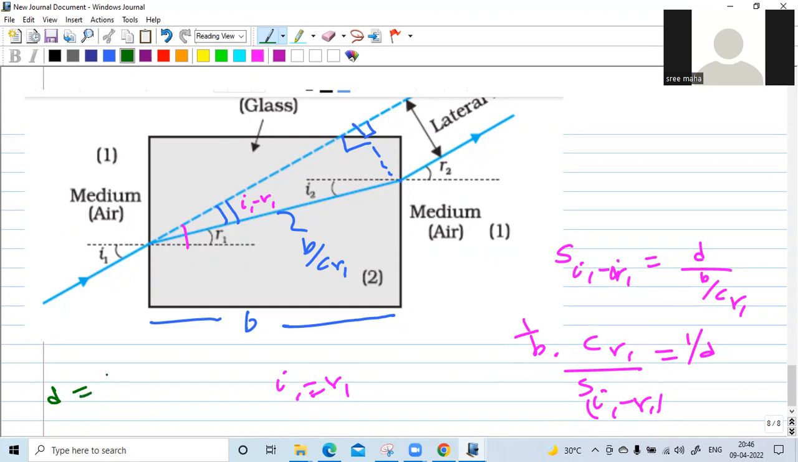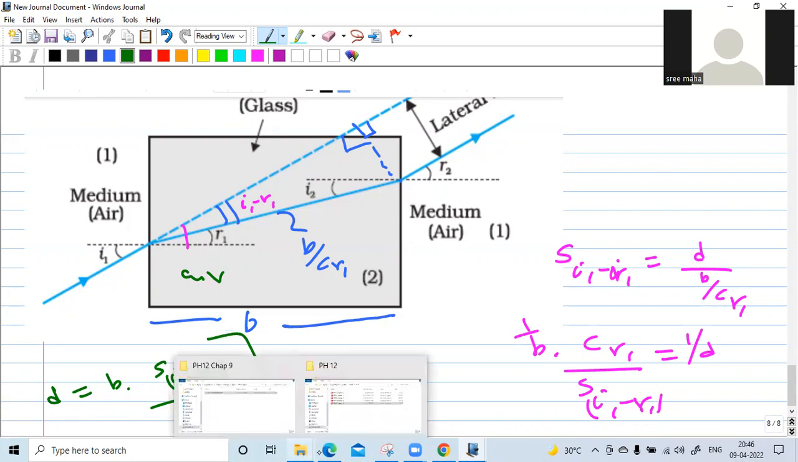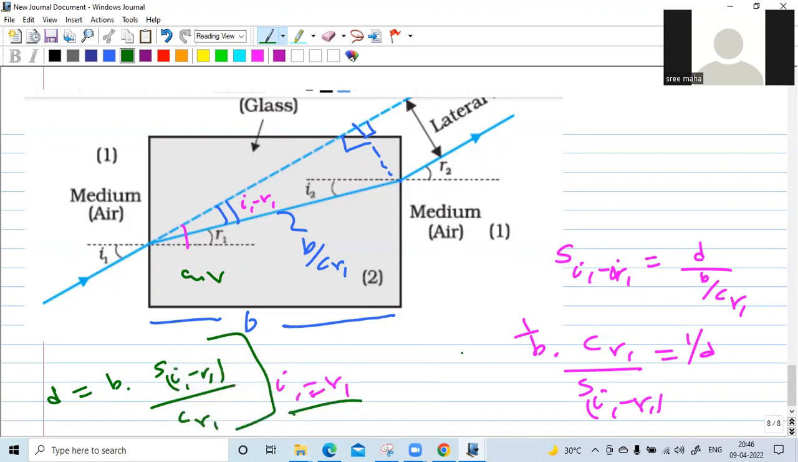The lateral shift d is B into sin of i1 minus r1 divided by cos of r1. If this medium is also the same, then i1 is the same as r1. If you put i1 equal to r1, this is sin 0. So then d will be 0. That makes sense, right? Yes, sir.